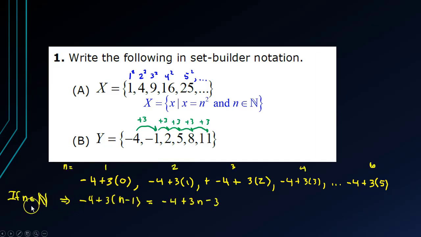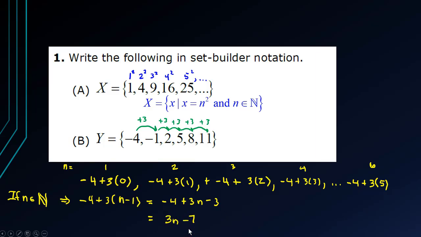So if n is supposed to be a natural number, then it seems as though in the first position I have 0, the second position I had 1, and the third position I had 2. So it always seems like the number that I'm multiplying by the 3 is 1 less than the position number. So I'm going to say it's -4 plus 3 times (n minus 1), and I'm going to simplify that a little bit, and it becomes 3n minus 7.